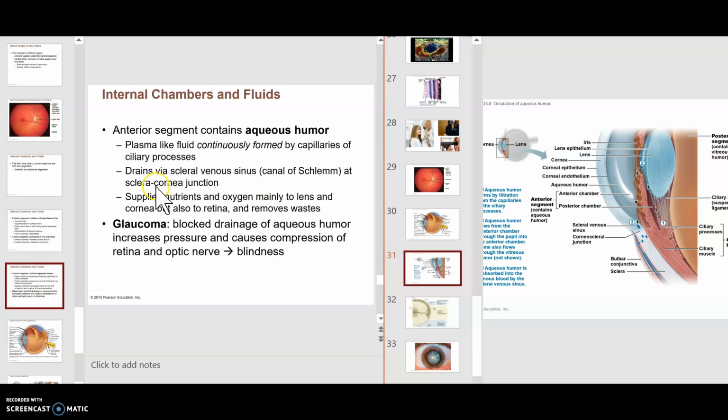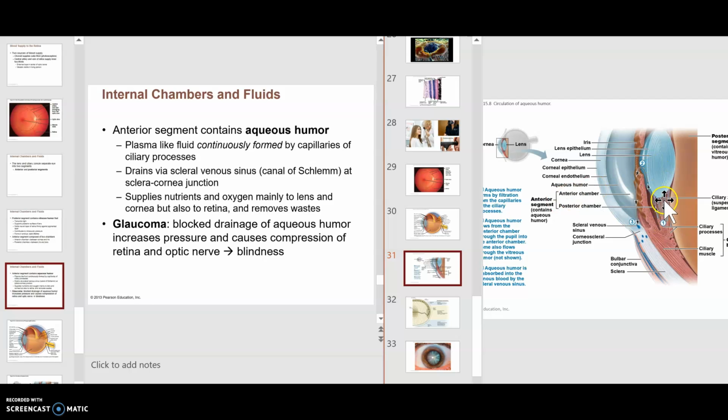the glaucoma. Okay. This fluid, because remember the cornea is avascular, so how does it get its nutrients for these squamous cells? It would be located in this fluid to provide nutrients and gases and so forth. So it drains through the scleral venous sinus, canal of Schlemm, at the sclerocorneal junction, and supplies nutrients and oxygen mainly to the lens and cornea, but also the retina, and it removes waste.